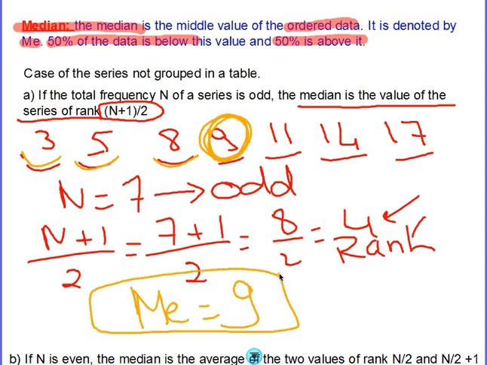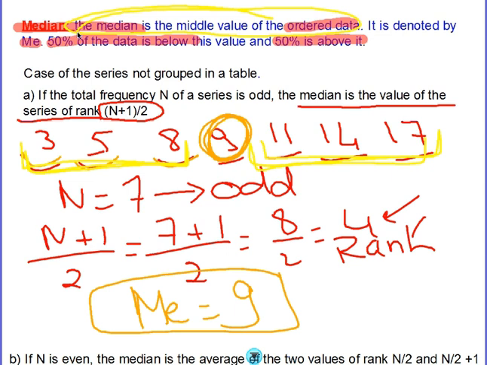You can check your answer like this. Here you have 3 values, 3, 5, 8, and here also 3 values. As we said, the median is the middle value of the ordered data, so 9 is the middle value. The location of 9 is exactly the mid value of the data. 50% of the data are to the left of 9 and the other 50% are to the right of 9. So the median is 9.